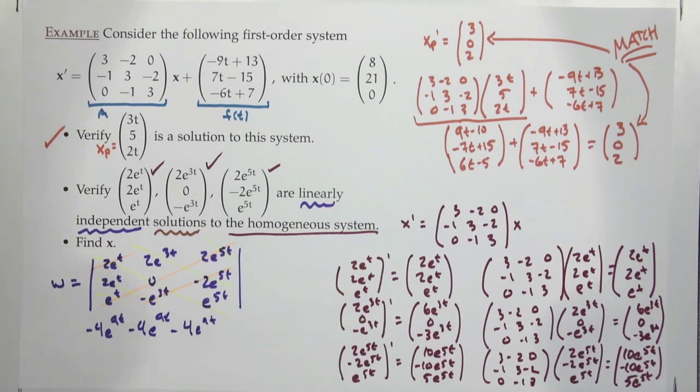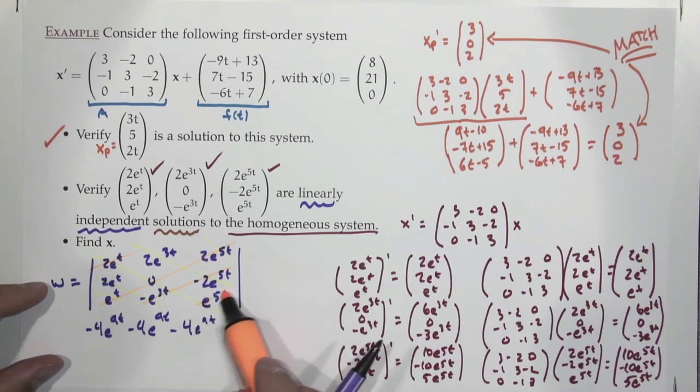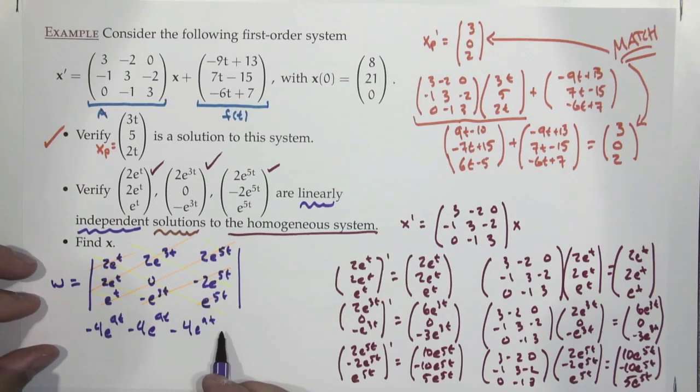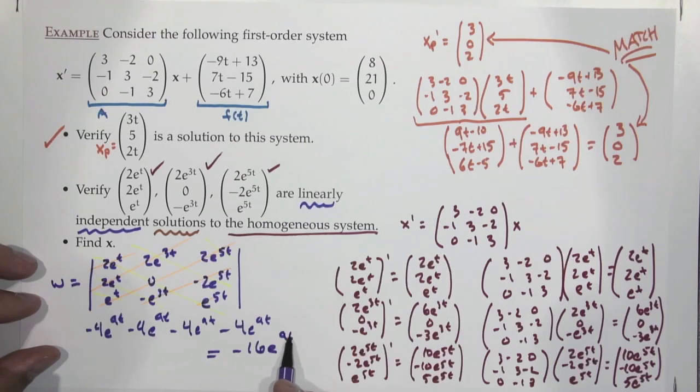Yes? Okay. We're almost there. We're in the home stretch. E to the 5t times 2 e to the t times 2 e to the 3t all together gives us 4 e to the 9t, and subtract. Minus 4 e to the 9t, repeated four times. Grand total is minus 16 e to the 9t.